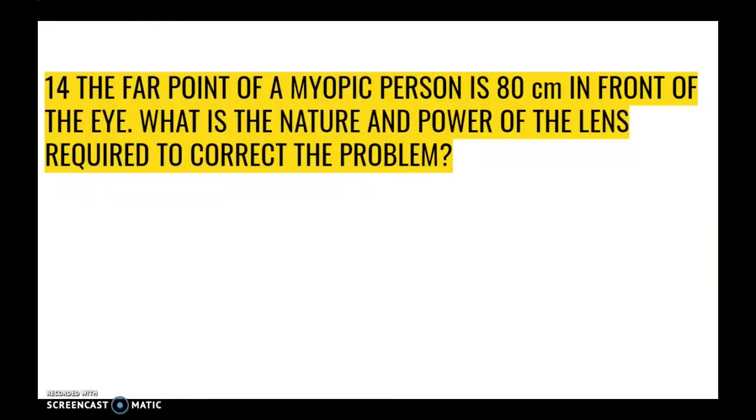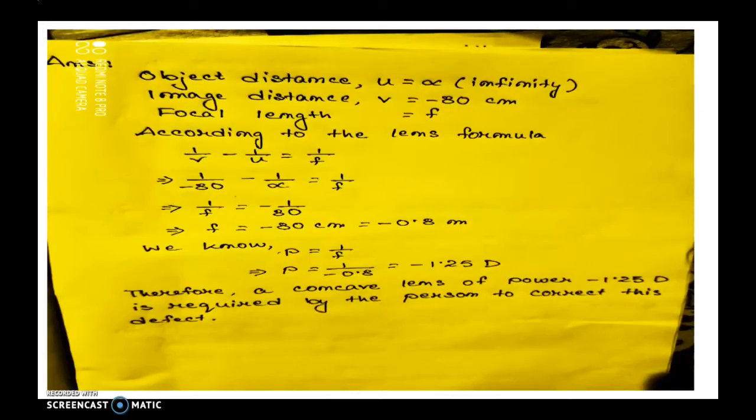The far point of a myopic person is 80 centimeter in front of the eye. What is the nature and power of the lens required to correct the problem? Answer. Here the object distance is given as infinity. The image distance is given as minus 80 centimeter.